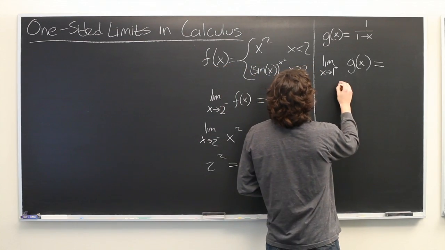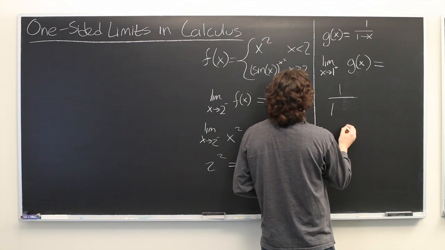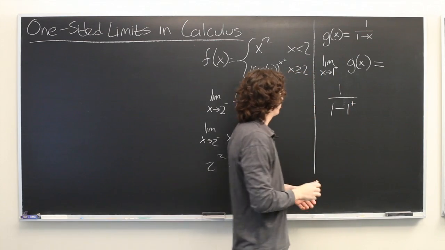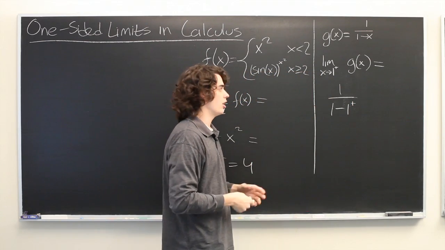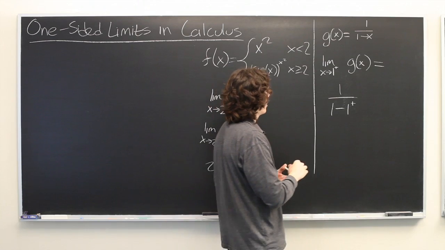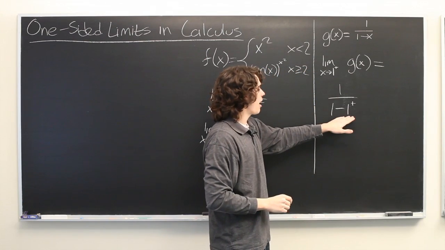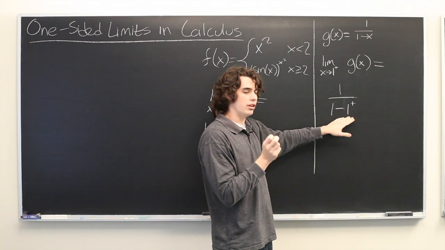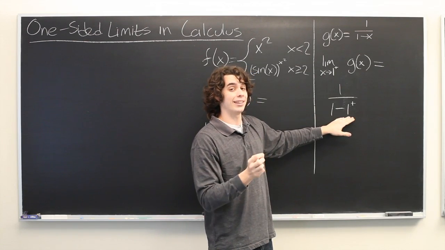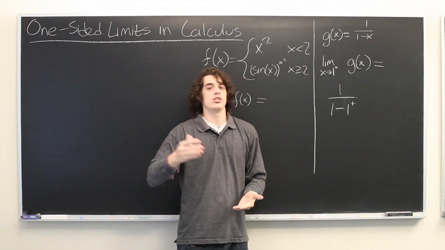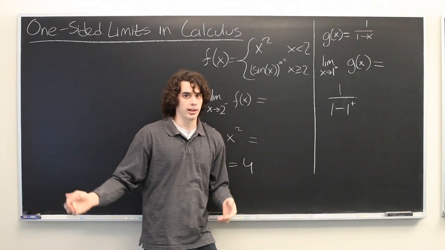So let's rewrite this. We've got 1 minus 1 plus. This may seem like a bit of a weird notation, but let's just see where we're going. 1 plus, what does that mean? It means some value that is infinitely close to 1, but slightly larger than that. It might be helpful to think of this as being 1.00001 or something like that.